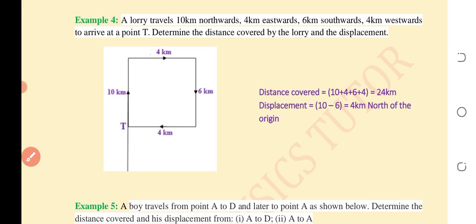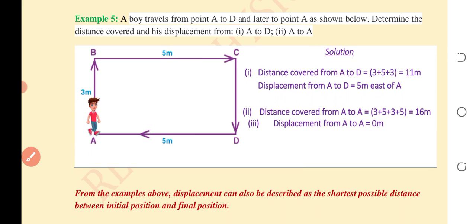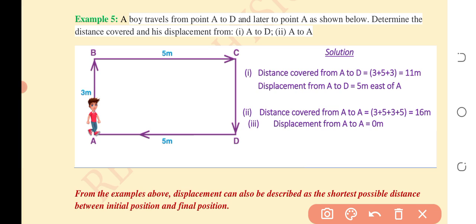Okay, let's consider the last example, which is example 5. In our last example, the question says a boy travels from point A to D and later back to point A. As shown below, we have to determine the distance covered and the displacement from A to D. Also, the distance covered and displacement from A back to A. Okay, the boy moves like this. When we take distance into consideration, remember distance is how far the object will have gone.